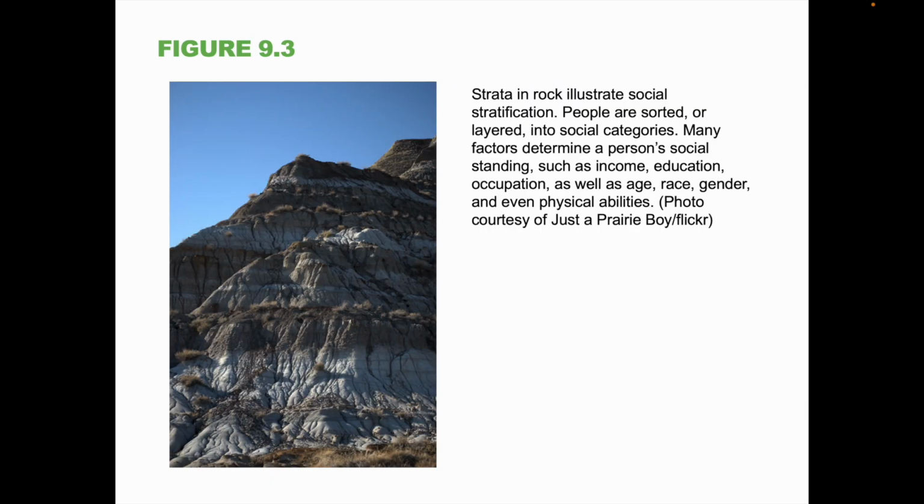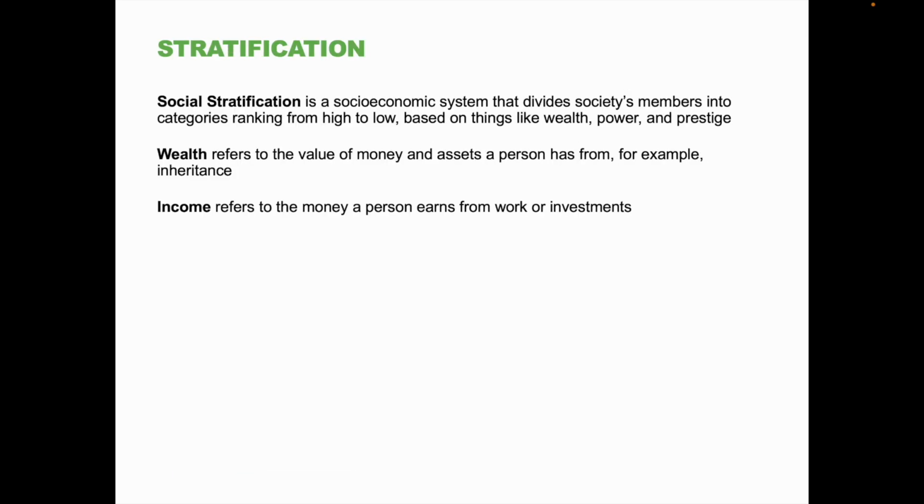Figure 9.3. Strata and rock illustrate social stratification. People are sorted or layered into social categories. Many factors determine a person's social standing, such as income, education, occupation, as well as age, race, gender, and even physical abilities. Stratification. Social stratification is a socio-economic system that divides society's members into categories ranking from high to low, based on things like wealth, power, and prestige.